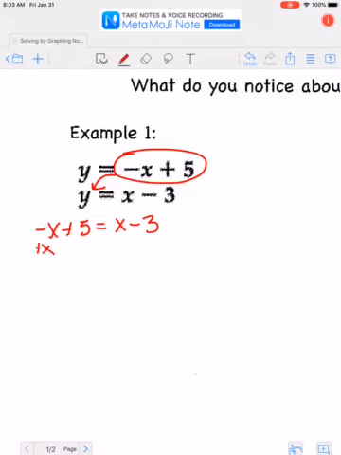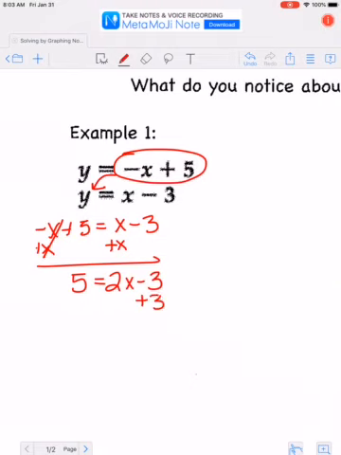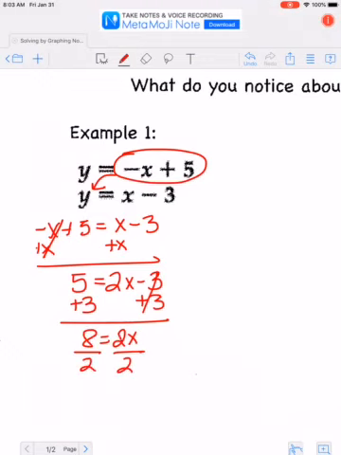So I'm going to add x to both sides. Then I get 5 is equal to 2x minus 3. Add 3 to both sides. And I get 2x is equal to 8. Divide by 2. And x is equal to 4.